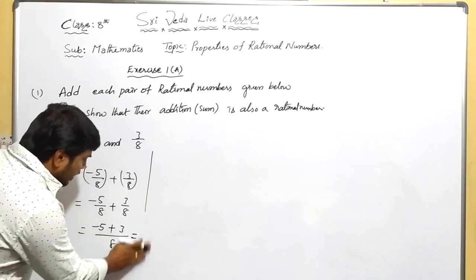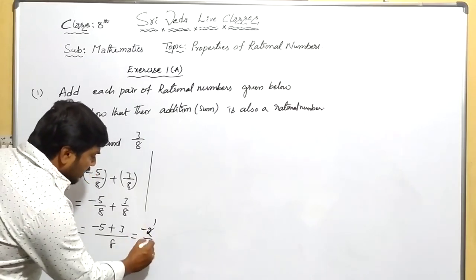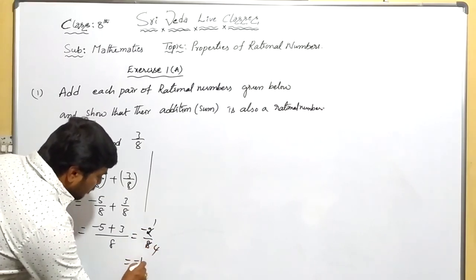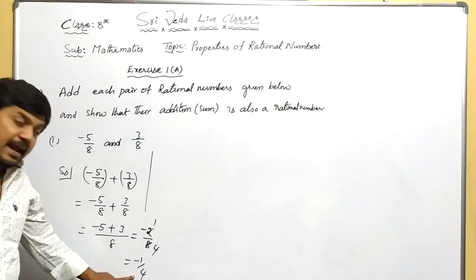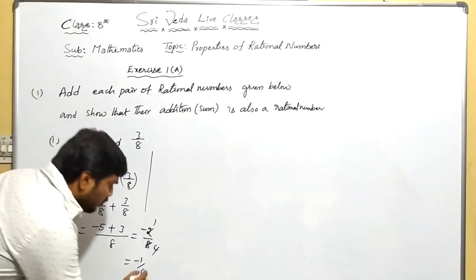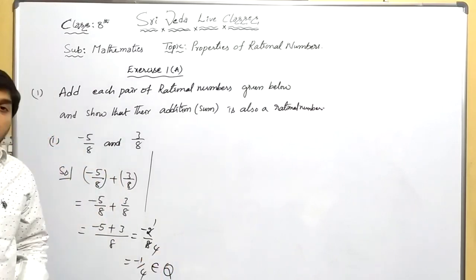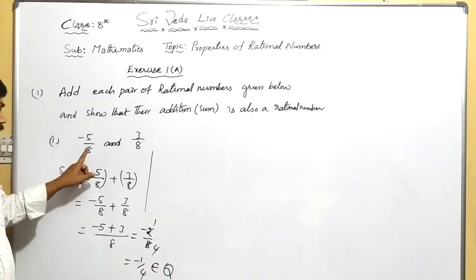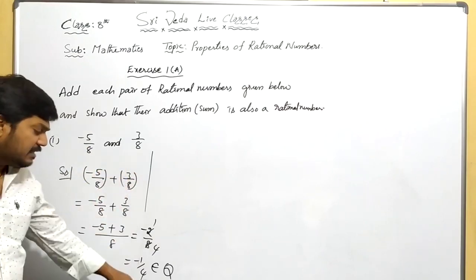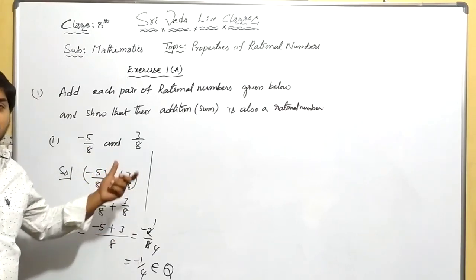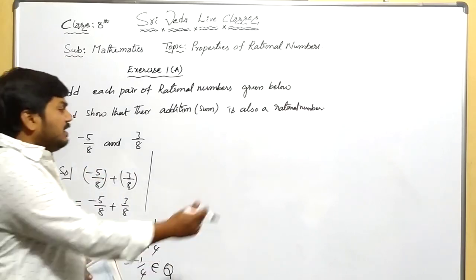So we can write it as minus 2 by 8. Two ones are two, two fours are eight, so we can write it as minus 1 by 4. It is also a rational number; this is the symbol for belongs to. This is a rational number, this is also a rational number, and their sum is also a rational number. So which property is it? Closure property.